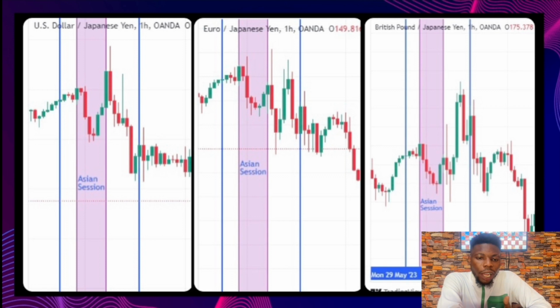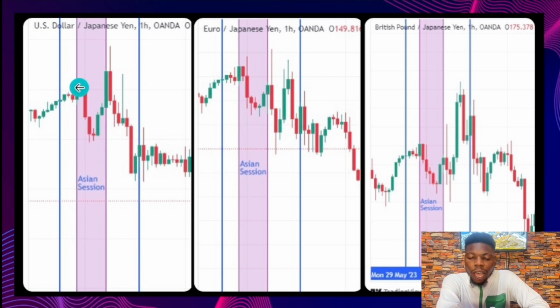If you look at the dollar yen, euro yen, and the British pound yen in the Asian session, you will notice that they all move in the same direction. The reason is that all of these pairs are paired to yen only. You understand? These are the currencies that have been actively traded in the Asian session. So because they are paired to yen, that's why they move in the same direction.